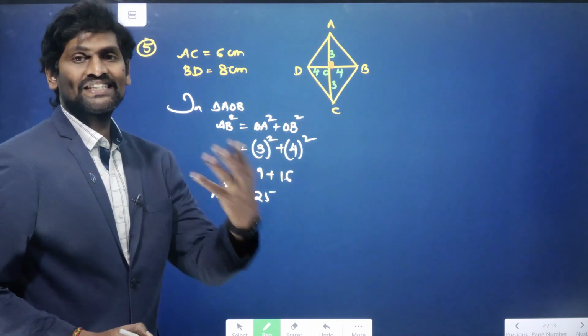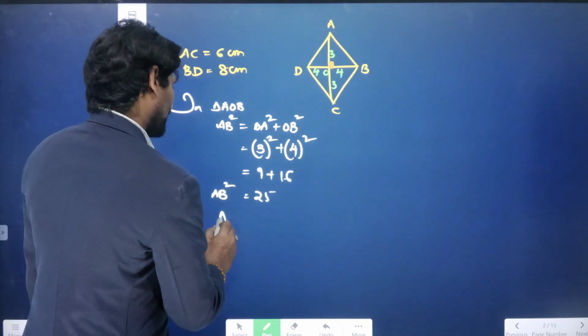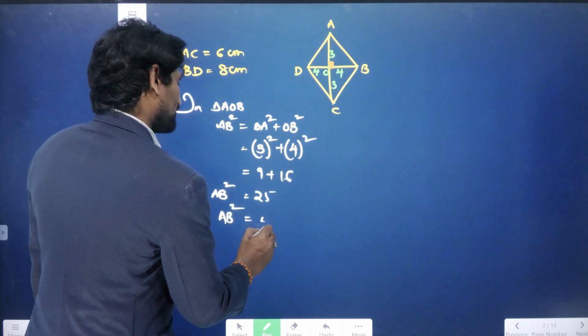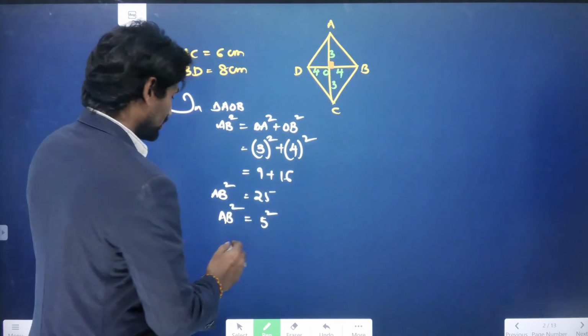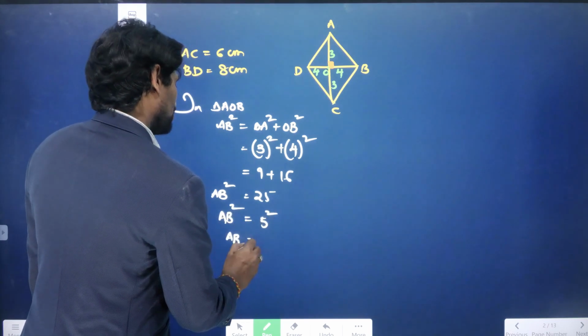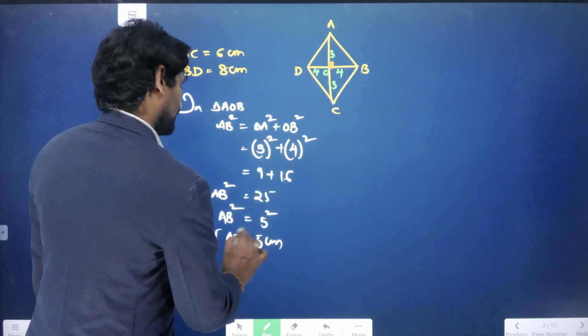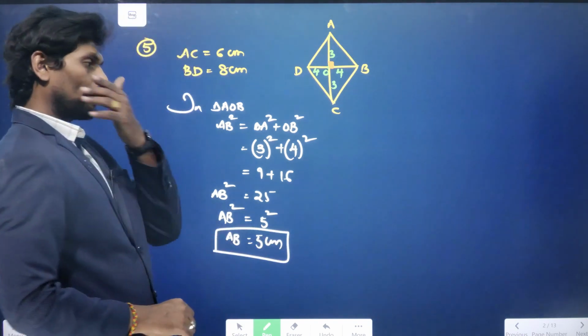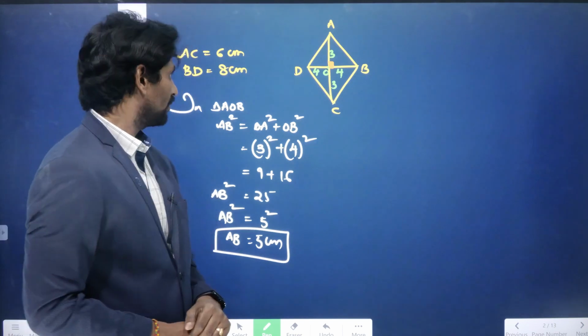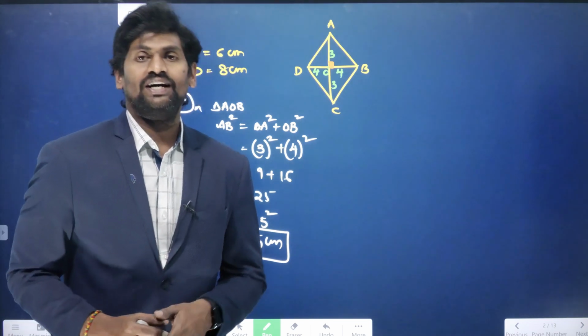But we want only the side, the AB value. So we can write 25 as 5 square, since 5 fives are 25. Both sides' squares can be cancelled. So the AB value is 5 centimeters. Okay, right. So let us move on to the next problem.